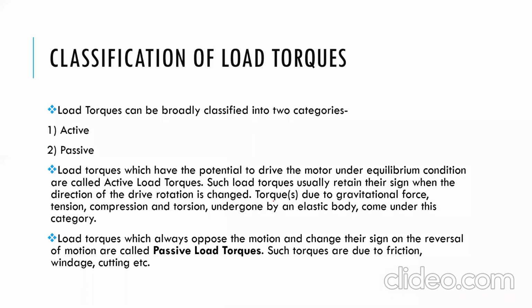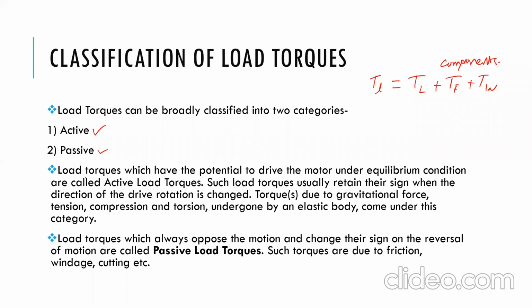Okay, load torques again can be classified according to their nature. We have seen how the load torque is divided into 3 parts, but they can be classified as well like this. Load torques can be broadly classified into 2 categories, active and passive. What we have seen, TL is equal to TL plus TF plus TW, these are the components of load torque, not the classification. But the load torques can be classified as active load torque and passive load torque.